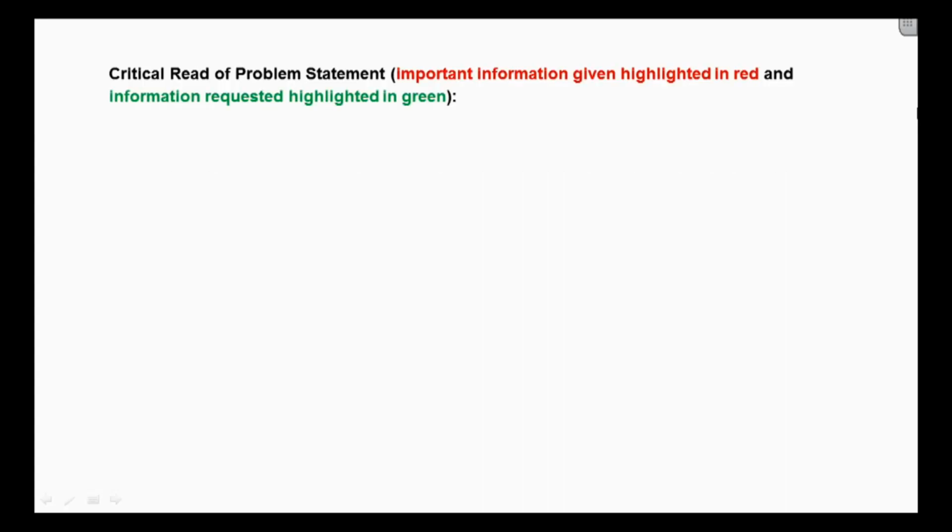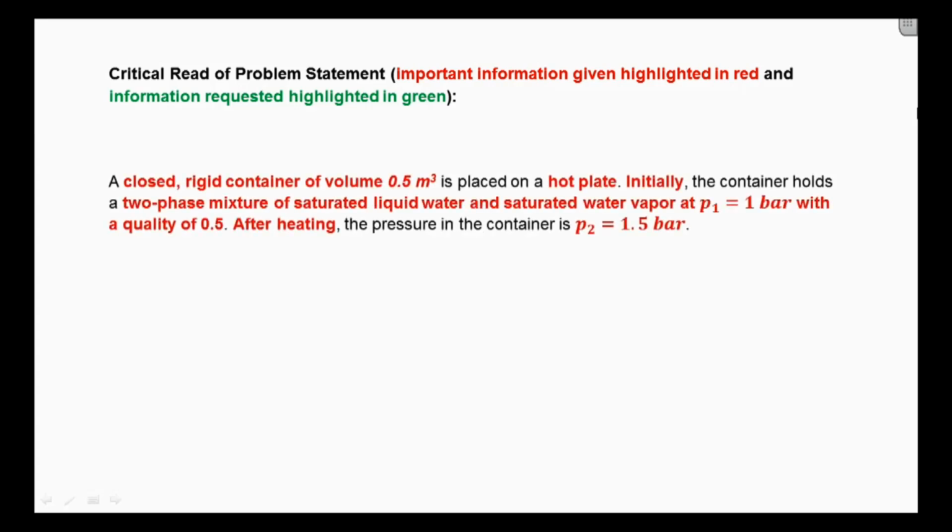First, let's do a critical read of the problem statement, highlighting in red the important information given and in green the information requested. Highlighted in red, we have a closed, rigid container of volume 0.5 cubic meter is placed on a hot plate. Initially, the container holds a two-phase mixture of saturated liquid water and saturated water vapor at P1 equal to 1 bar and a quality of 0.5. After heating, the pressure in the container is P2 equal to 1.5 bar.